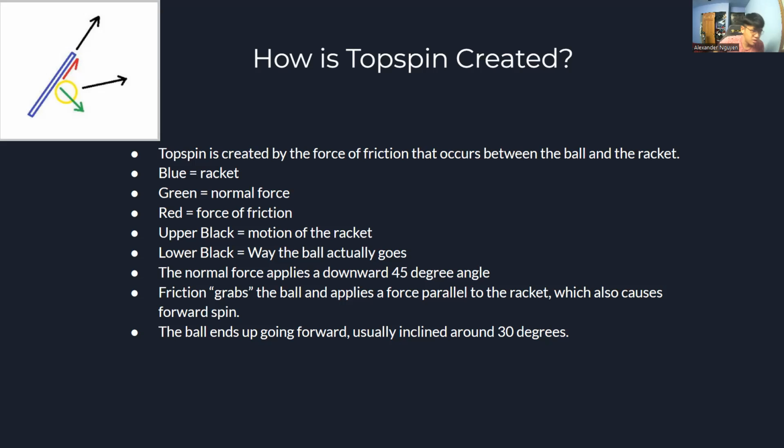So the blue is the racket, the yellow is the ball, the green is the normal force that the racket applies on the ball. The red is the friction, and then the top arrow is the way the racket's moving, and the bottom black arrow is the way that the ball actually ends up going. So like I said, there's a force being applied from the normal force that goes this way, right? But the friction and the way that the racket is being hit kind of counteracts it. And that's why the ball ends up getting grabbed. It gets this kind of spin and it ends up going that way. And then when you add all the forces together, you get this bottom black arrow.